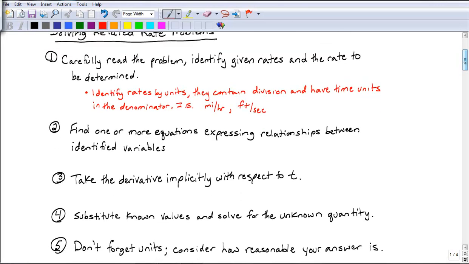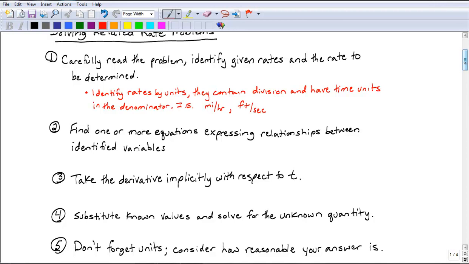The second thing to do is find one or more equations that relate the identified variables. Usually it's one or two at the most. And a lot of times it has to do with the volume or the circumference. They're usually basic formulas we're using. Pythagorean theorem also. Third is, after you get your equation, don't plug stuff in.